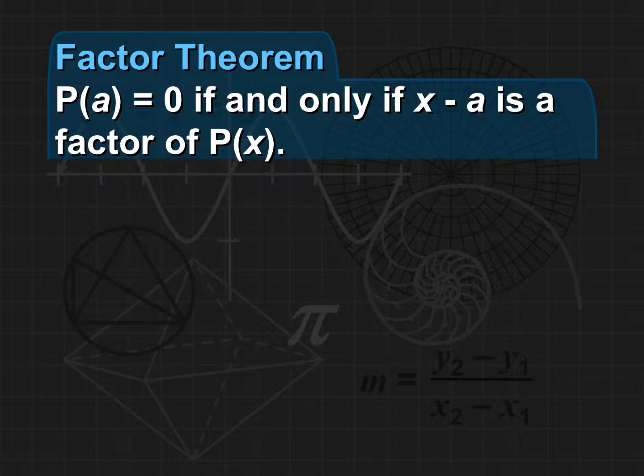Our next theorem is called the factor theorem, and this says that P of a is equal to 0 if and only if x minus a is a factor of P of x. So remember, P of x is a polynomial, and we always want to factor polynomials. That's something that we're constantly asked to do. Factor this polynomial, factor this polynomial. Well, we can use our synthetic division to help us factor it, because if we can show that x minus a divides into our polynomial, then that means x minus a is a factor of that polynomial.